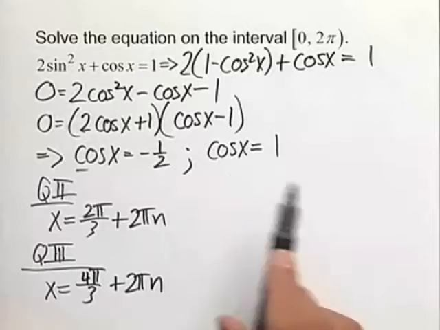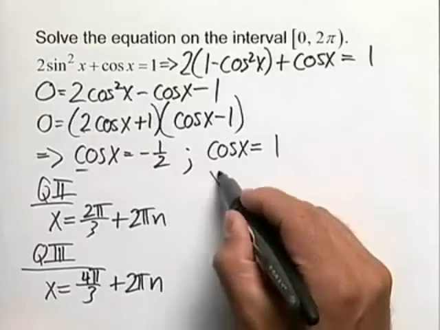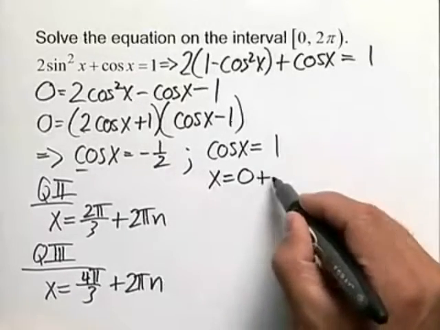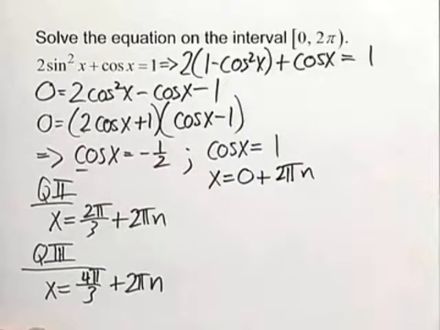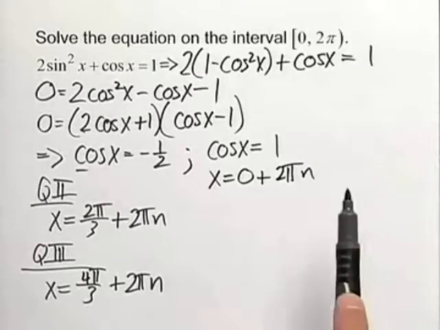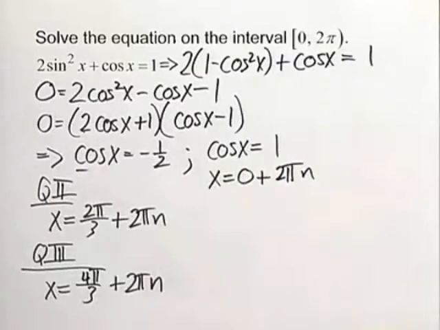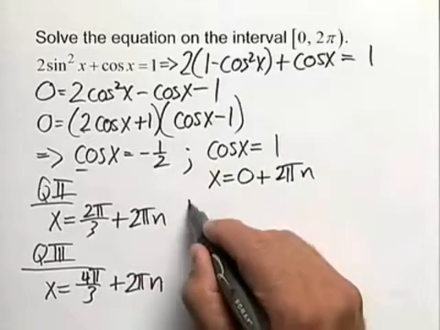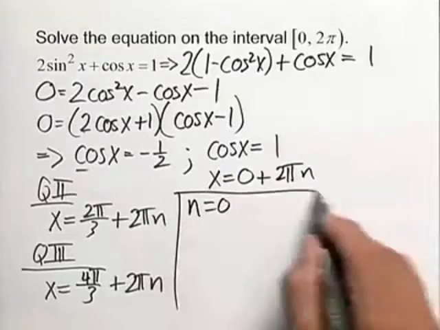Now let's look at the cosine of x. The cosine of x is equal to 1 at one point, x equals 0 radians, plus, again, addressing the periodicity of 2 pi n. Note that any n value other than 0 will take our solutions outside the interval, so we can plug in n equals 0 into all 3 of these.